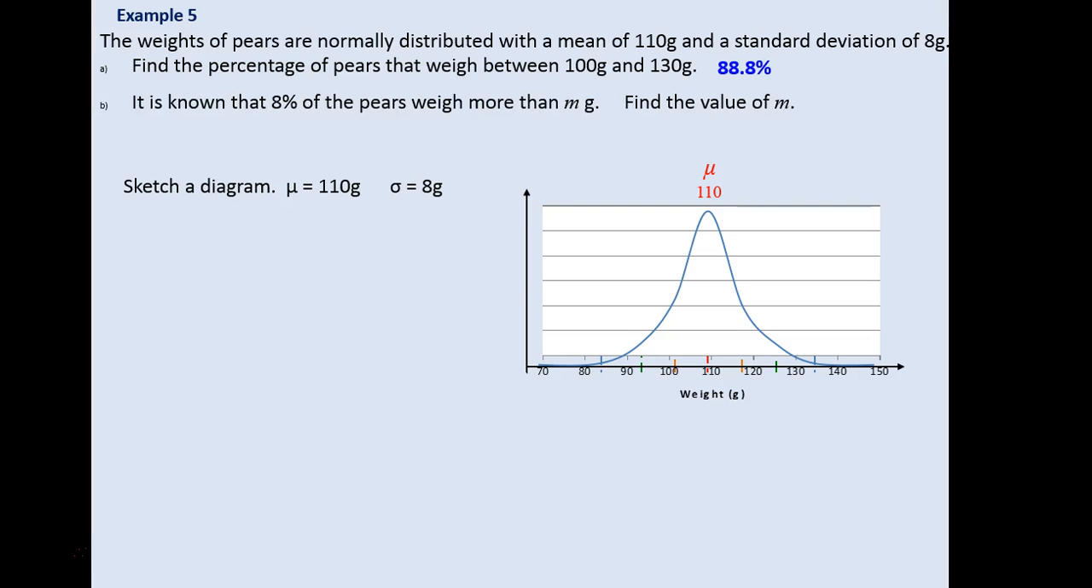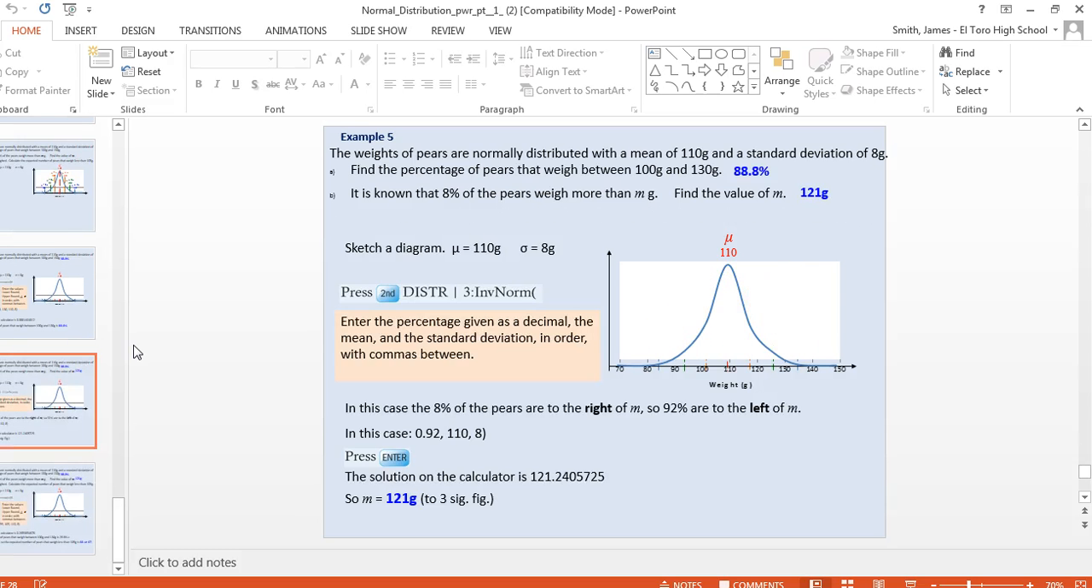Part B, again, you would need to recognize, hey, they're giving me a percent, and they're asking me for a specific value, so I know this is an inverse normal question. There will be a question, especially for those of you who take the IB test, this is something you should know how to do, where they ask you to sketch something for part B. And so here's how a sketch would look for part B. If we know that there is 8% more than X or more than M or whatever letter they want to list. So if we know that there's 8% more than M, here is what a sketch for that would look like.